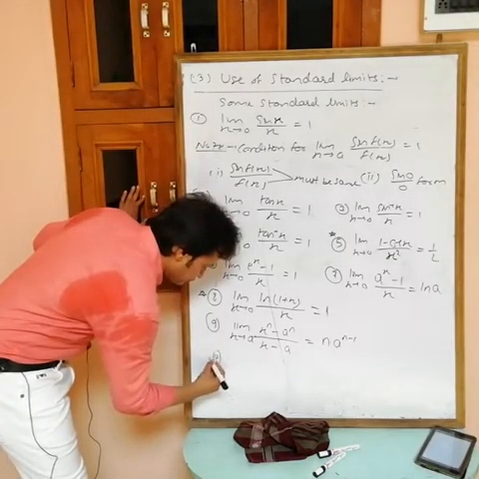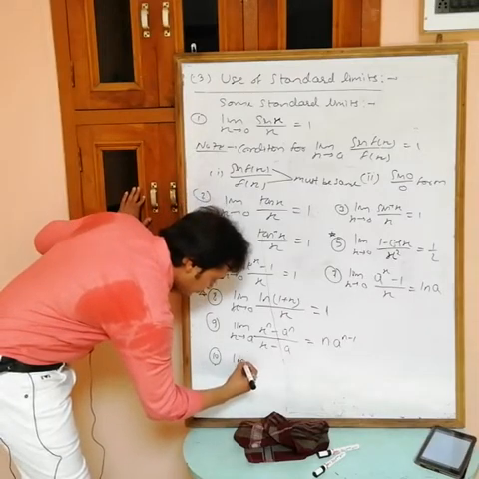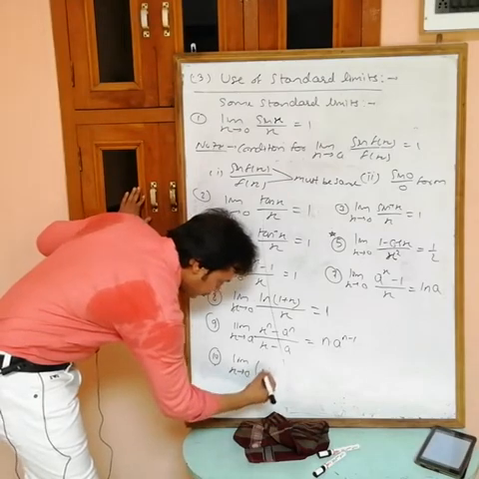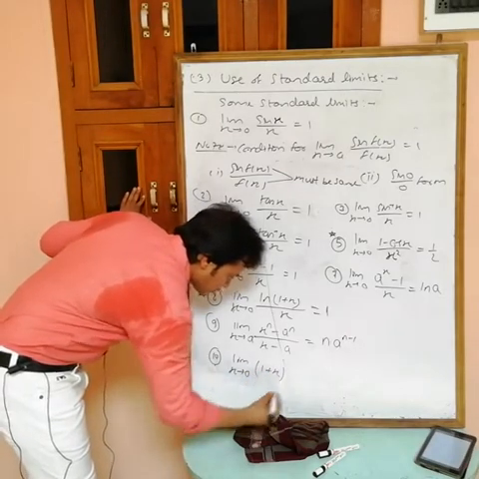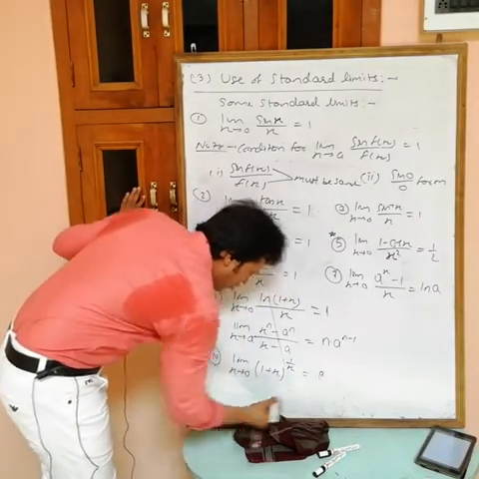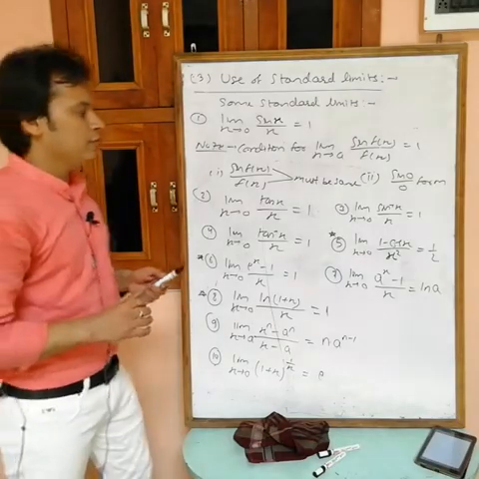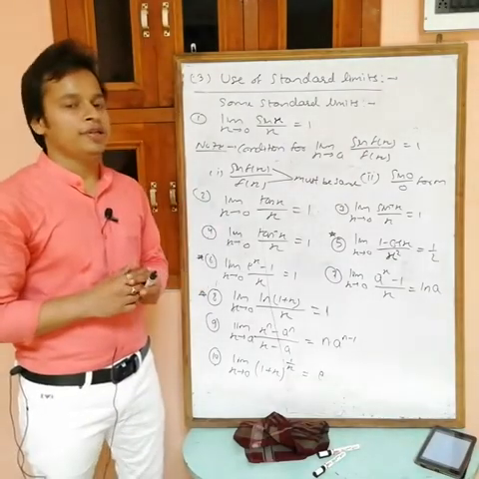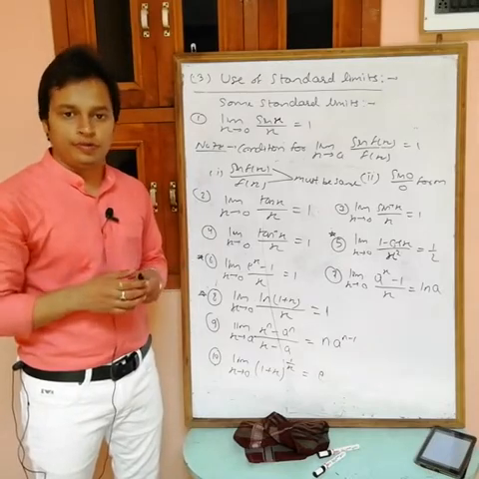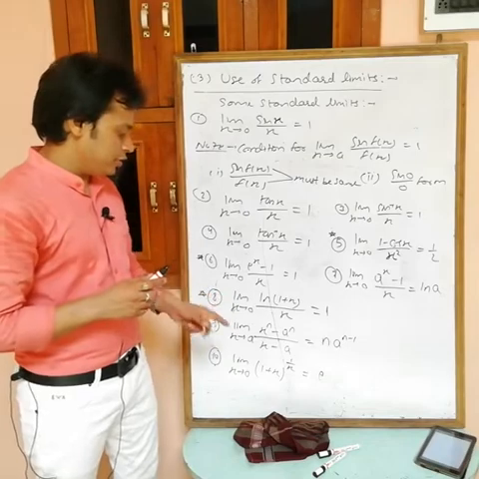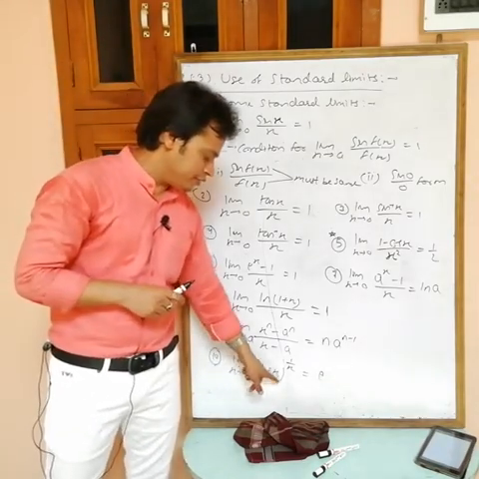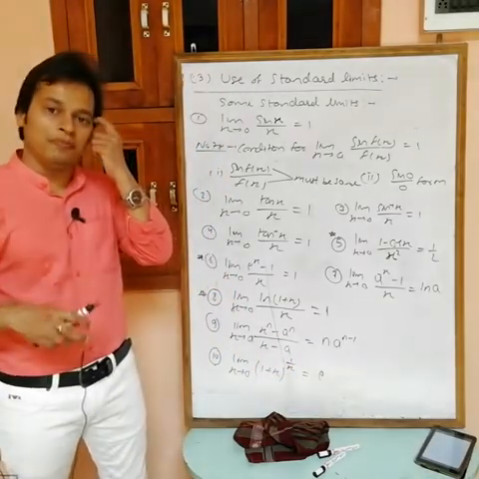And tenth, limit x tending to 0, 1 plus x whole power 1 by x is equal to e. The proof of this you will get when we take the limit for the 1 power infinity form. Actually, if you put x equals to 0, what are we getting? 1 by 0 is infinity, so it is 1 power infinity.